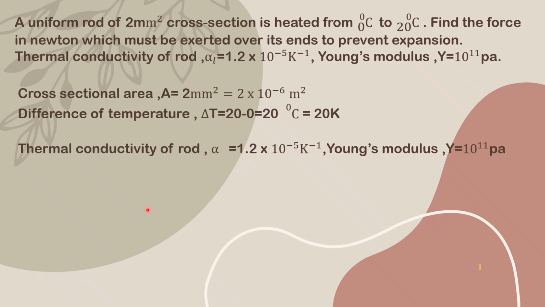Given cross-sectional area A is equal to 2 mm square. On converting to meter square, 2 into 10 raised to minus 6 meter square. Difference of temperature between the two ends of the rod is 20 minus 0 equal to 20 degree Celsius. In Kelvin scale also the temperature difference remains the same, that is 20 Kelvin. Given alpha L is equal to 1.2 into 10 raised to minus 5 Kelvin raised to minus 1 and Young's modulus Y equal to 10 raised to 11 Pascal.